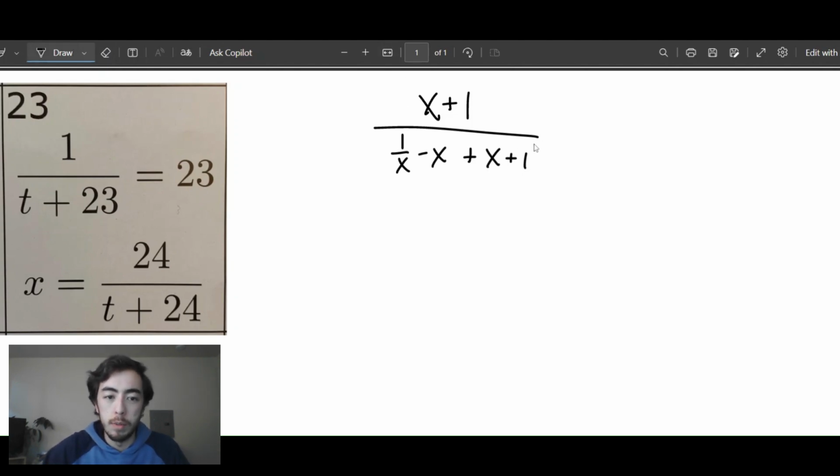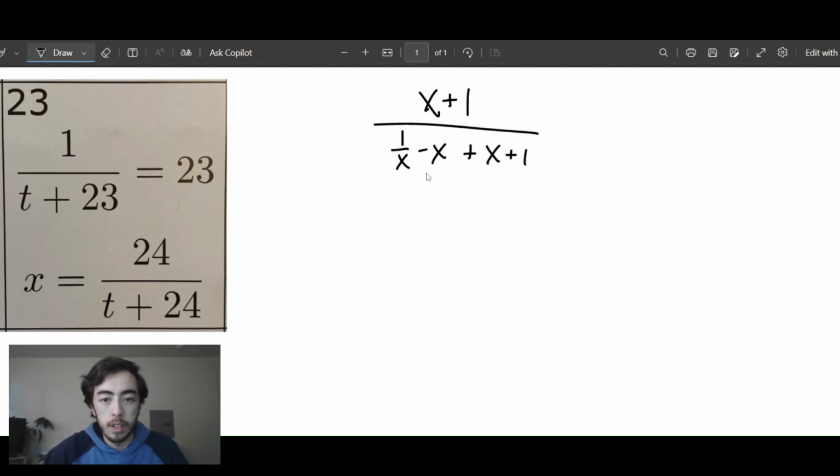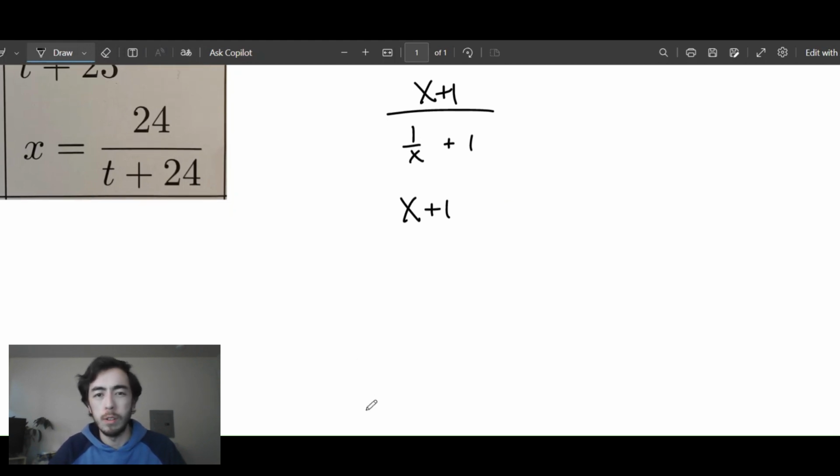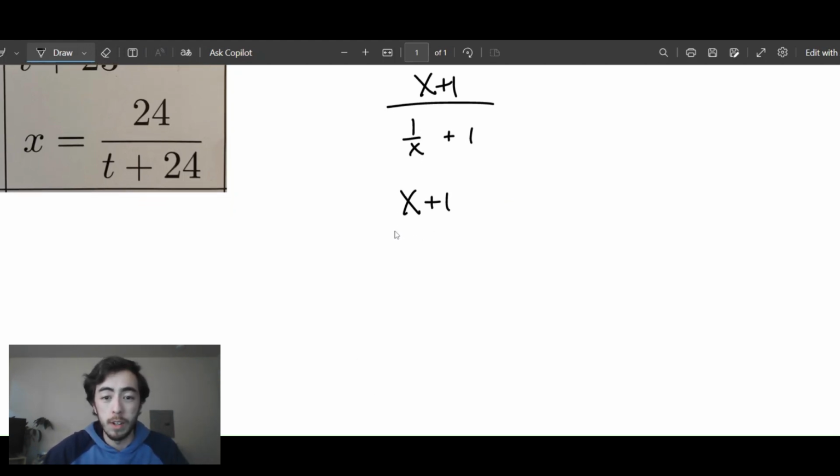When I simplified that, the 23 and the 24, I was just left with a plus 1. That's what's happening here. Minus x and plus x, I'm just going to be left with a plus 1 down there. So x plus 1 over 1 over x plus 1. Then I found a common denominator with this 1 right here. I just called that 24 over 24, or maybe it was the 23s. I already forget at this point.